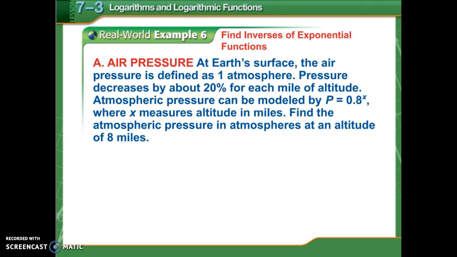Okay, example 6, we have a real-world problem. It says, at Earth's surface, the air pressure is defined as 1 atmosphere. Pressure decreases by about 20% for each mile of altitude. Atmospheric pressure can be modeled by P equals 0.8 to the x power, where x measures the altitude in miles. Find the atmospheric pressure in atmospheres at an altitude of 8 miles.